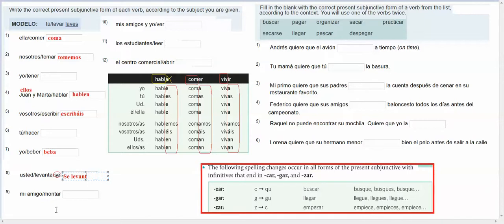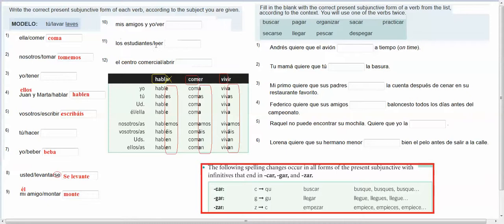Sorry about that. And if it's for usted, usted is right here, it's an AR verb, I add an E: se levante, okay? Here, mi amigo montar, amigo is the same thing as él, okay? So I'm going to write in montar. I'm going to take my AR off, but it is an AR verb, so I go up here to L, over to AR, and I would add an E. Mi amigo monte. Here, mis amigos, well, we're going to skip that one and come back to it.